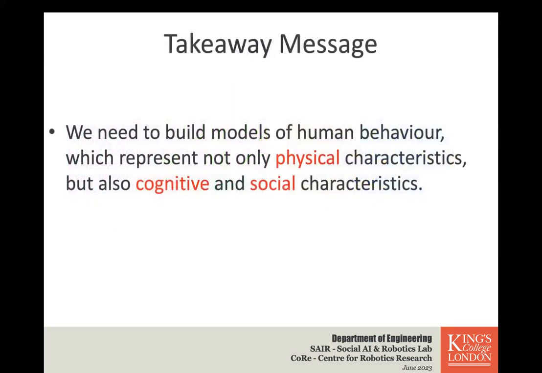Okay, so from this talk, I have only one takeaway message. I have shown different examples of how human behaviors can be used. What I want to emphasize is that when we are modeling humans, we shouldn't focus on physical characteristics only, but think about the whole, and also generate human behaviors by taking into account cognitive and social characteristics, so that we can have robots that react to and imitate human behavior in a more understandable, clear manner, and also respond in a more effective way.